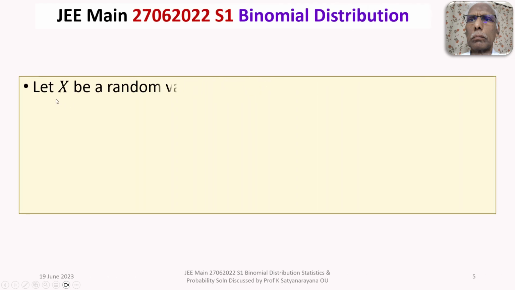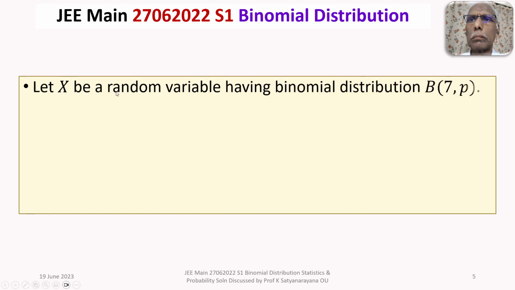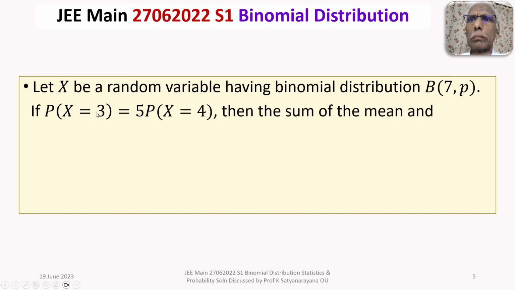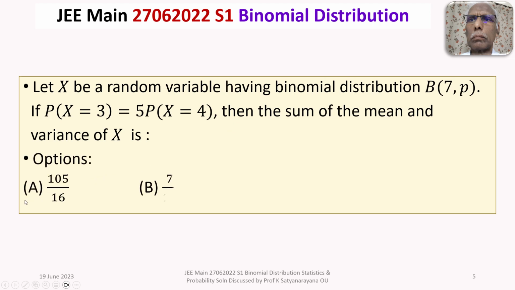The given question is: let X be a random variable having a binomial distribution B(7, p). If the probability of X equal to 3 is equal to 5 times the probability of X equal to 4, then the sum of the mean and variance of X is. We are given 4 options. Option A 105 by 16, option B 7 by 16, option C 77 by 36, option D 49 by 16.